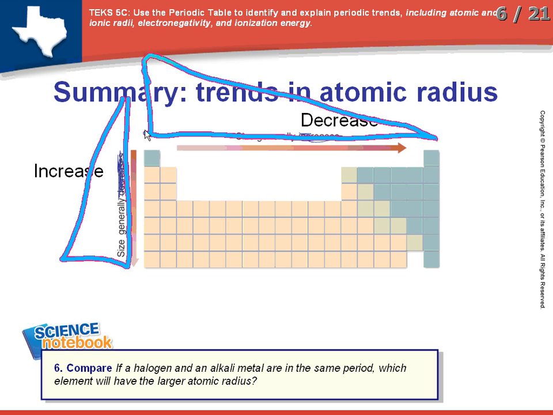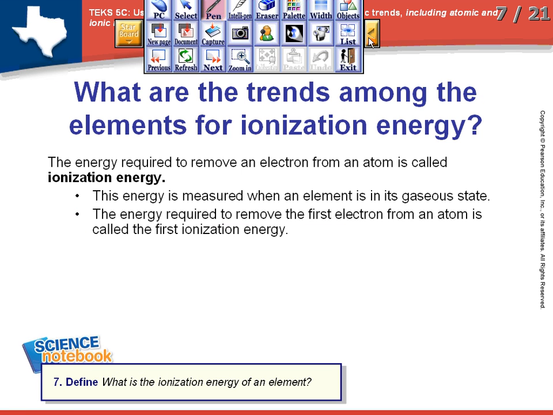So, what has a larger radius, the halogen or the alkali metal? Remember, this is alkali metal, this is halogen. Your answer should be alkali metal. Alkali metal has the largest radius because things on the right are smaller than things on the left.